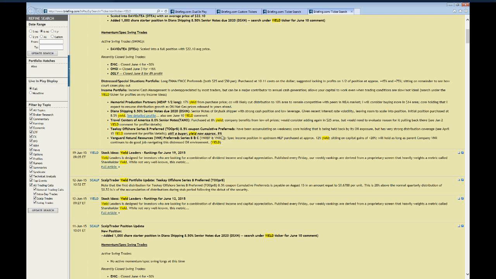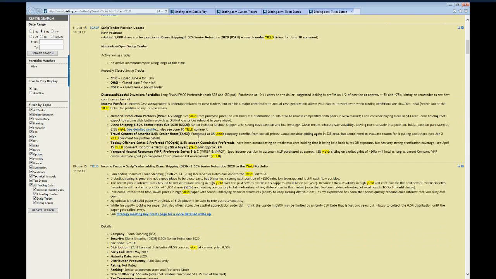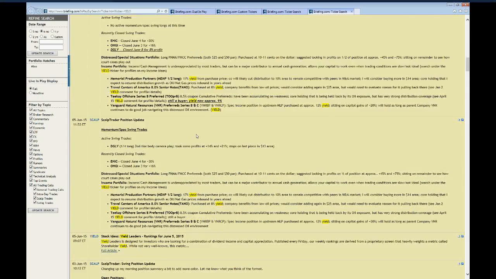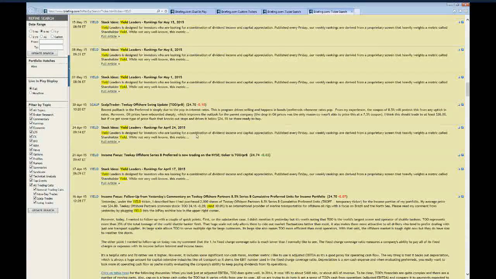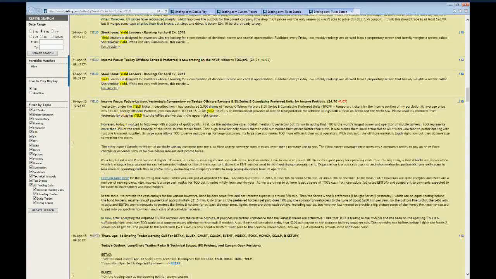If you want to look at the comments, the full profile that I've written on this, you can scroll down a little bit, and here are some of the other names that I've highlighted in my positions. But here is the profile, and it gives a lot more detail on the security. And if you click here, there's a more detailed profile as well.